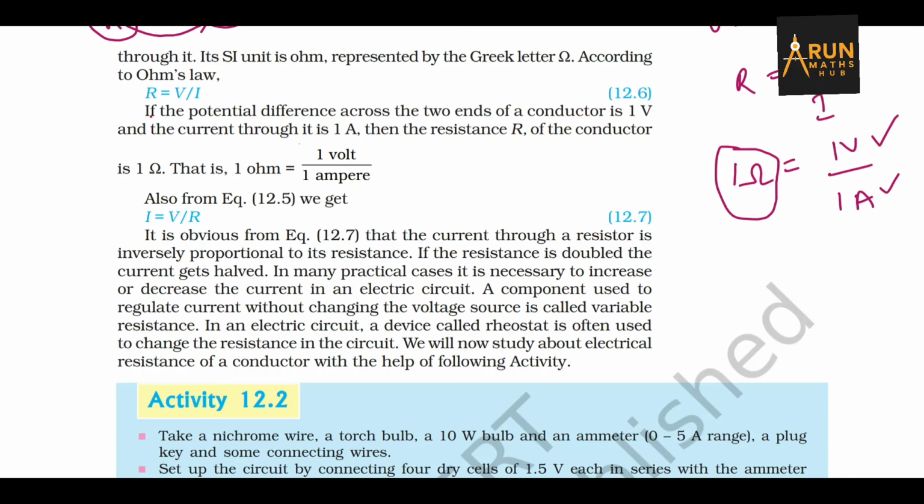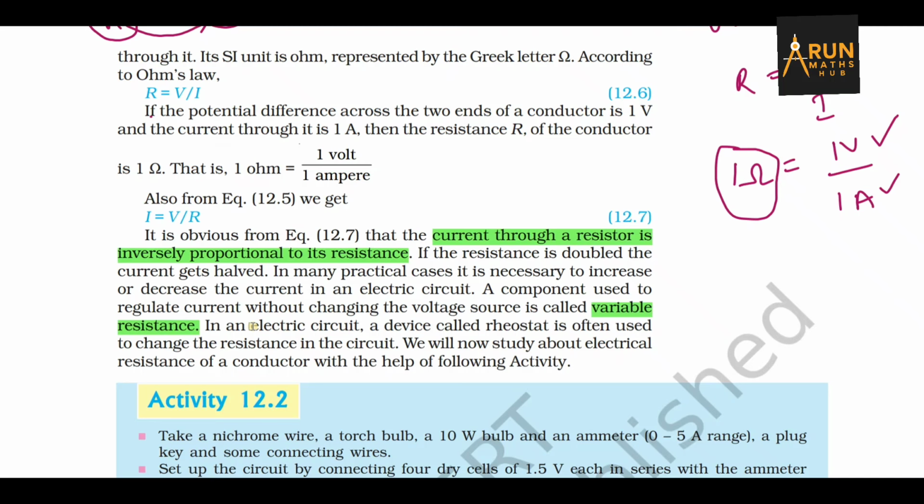You can see this point in the textbook. The current through a resistor is inversely proportional to its resistance. If the resistance is doubled, that means the current gets reduced to half of its value. There are many practical cases where you need to increase or decrease the current. In those cases, we use a component called a rheostat, or we call that a variable resistance.